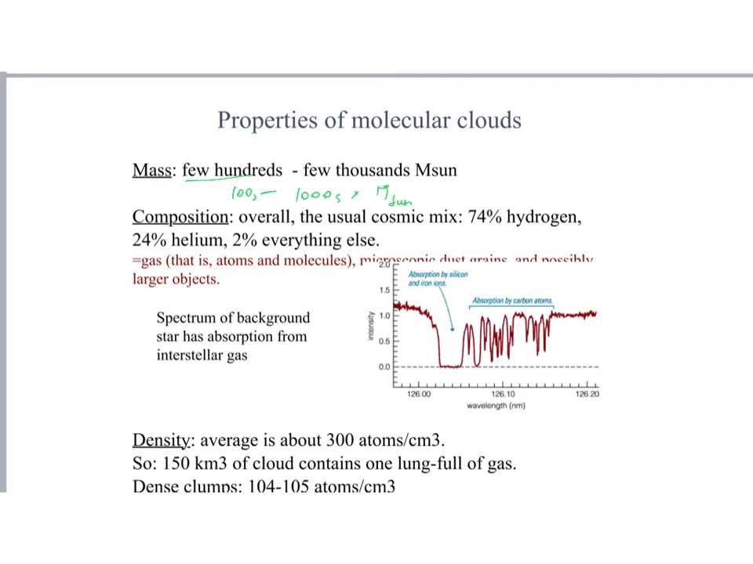What kind of matter is in there? That is, what's their composition? So it says there, it's the usual mix, right? Remember, the universe is 74% hydrogen, 24% helium, and the rest, everything else.